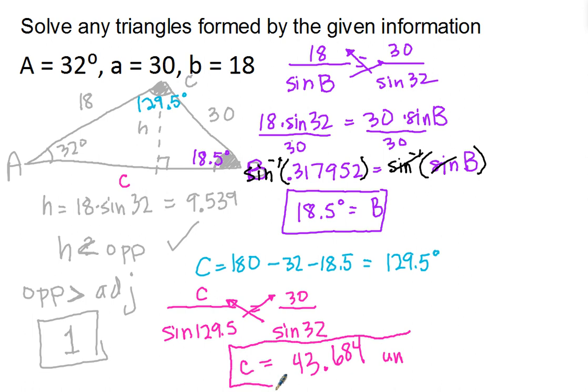Okay, and now my triangle is solved. I know all three things that were missing. I know my two angles, and I know my side length, 43.684. And my triangle is solved.